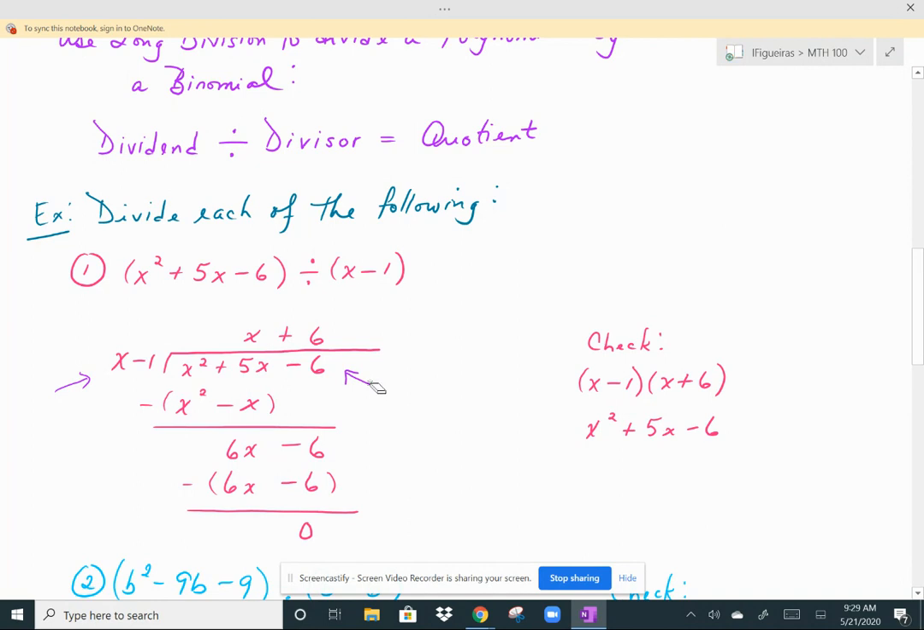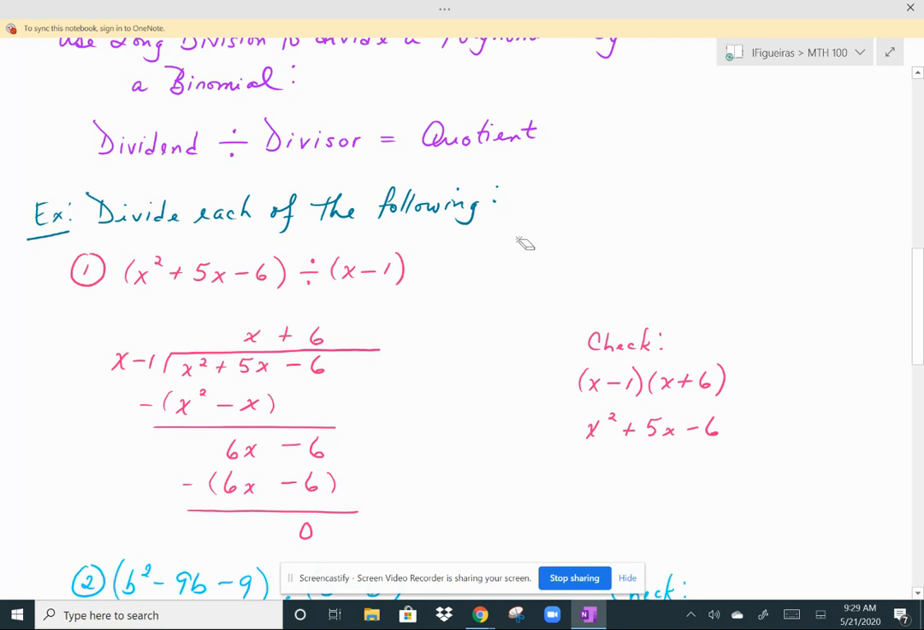For some of our international students, it may be written in the opposite direction, where the divisor goes on the inside and the dividend goes on the outside. So if you prefer that, that's fine, but I will be doing all of our long division the American way.